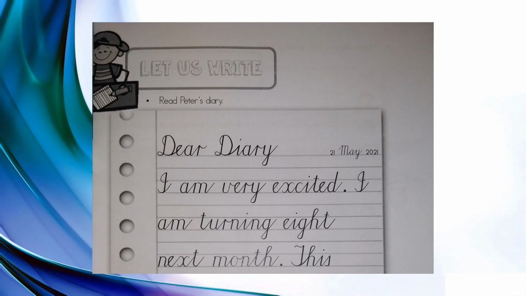On the right side, we always write the date as we are writing it on a specific day and we want to remember when something happened. So, in Peter's diary, we can see this event happened on 21 May 2021. Now let's read what he wrote in his diary.